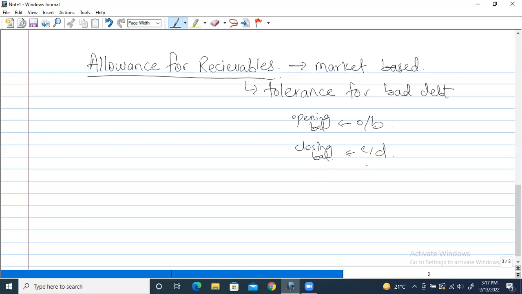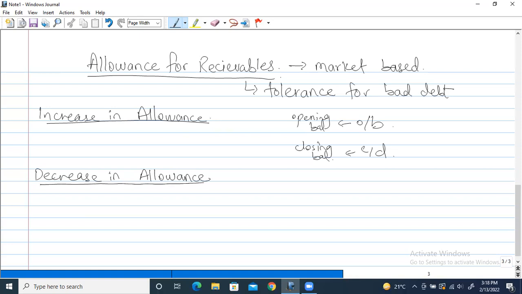We'll do the question in just a while, so you'll be 100% sure how we account for these. Now, there is also a movement between these. I'm going to explain the movement according to the market-based figures, with practical examples. The first movement is called increase in allowance, and the second is called decrease in allowance.